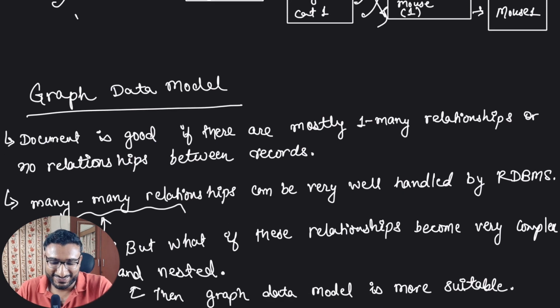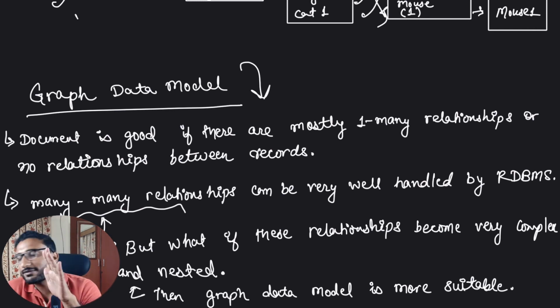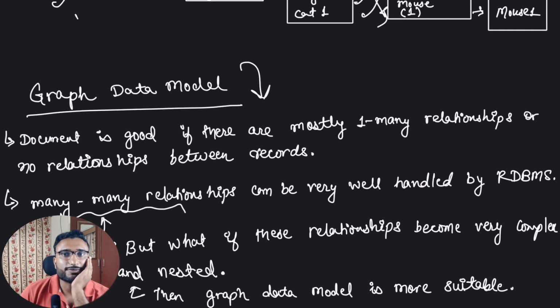Moving to another database model: we already discussed the document model, and we already discussed the SQL relational data model. Let's discuss the graph data model. We discussed that when there are many-to-many relationships, we prefer to use the relational database model, and if there are one-to-many relationships, then we prefer to use NoSQL.